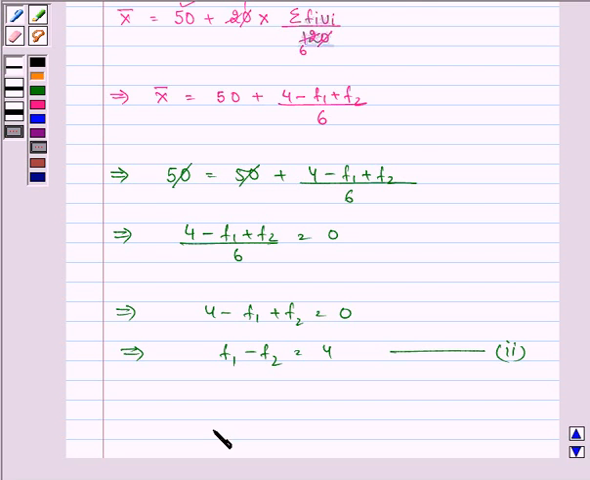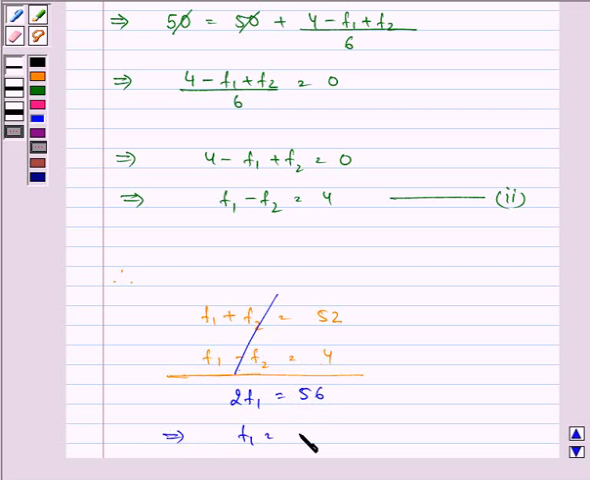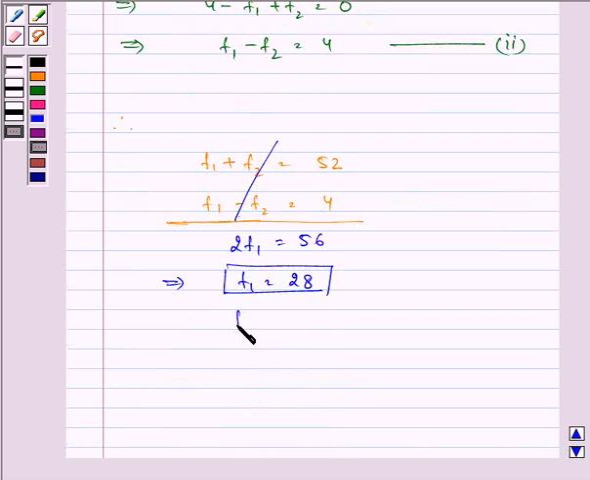Now the two equations that we have are F1 plus F2 is equal to 52, and F1 minus F2 is equal to 4. Now, on adding these two equations, these two will get cancelled out. We have 2F1 is equal to 56. That implies F1 is equal to 56 divided by 2, that is 28. If F1 is 28, then F2 will be equal to 24.